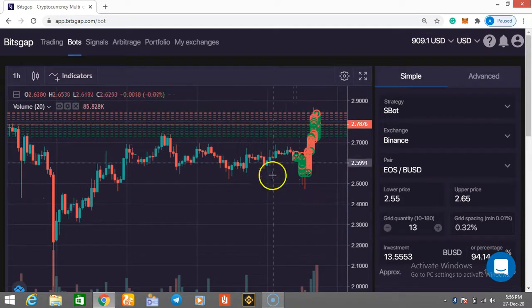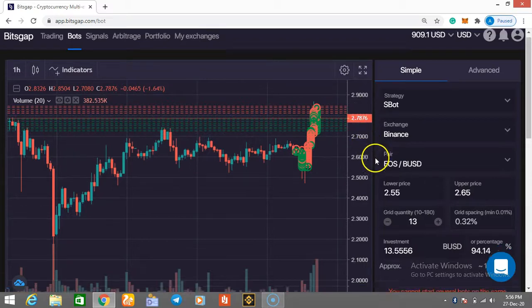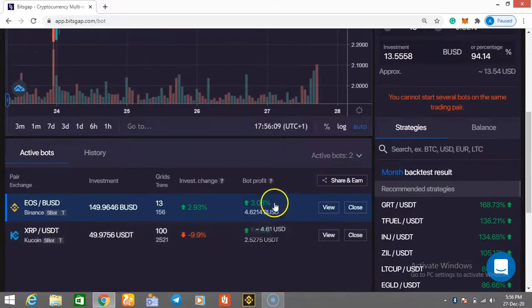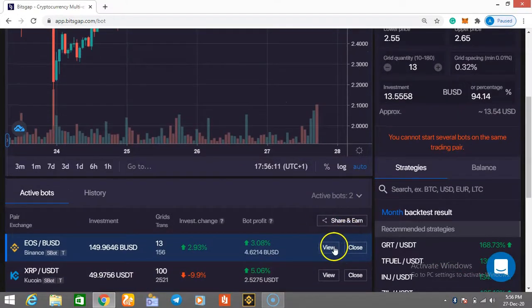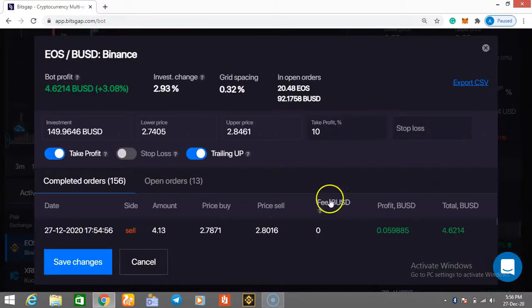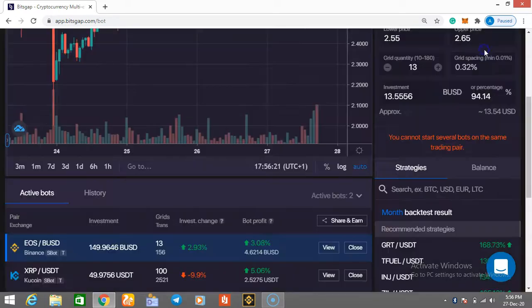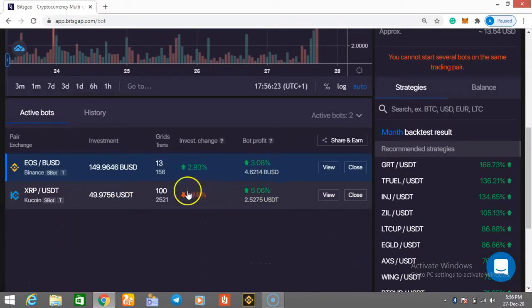But the danger is that should the price drop below 2.78, there's going to be a problem. Should the price drop below 2.7405, there will be a problem with the bot. That is when I will experience a similar problem to the one that is happening right here.